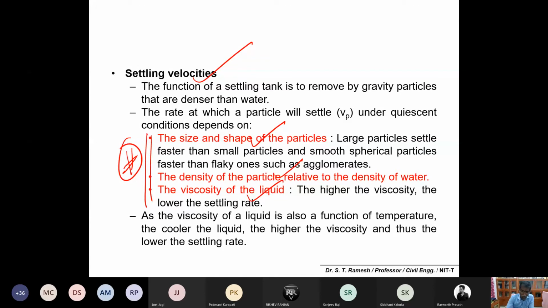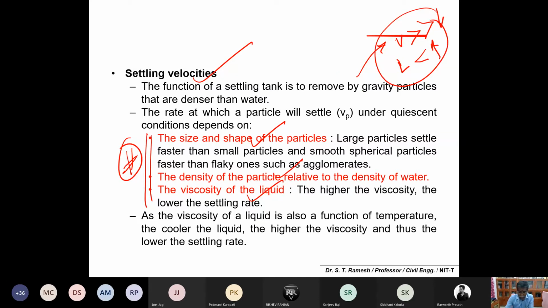If viscosity is more, the viscous force is more. Obviously, it offers more resistance, thereby the settling will be lower. With less viscosity, it offers lesser resistance and it will increase your settling rate. Again, viscosity and temperature are directly connected.